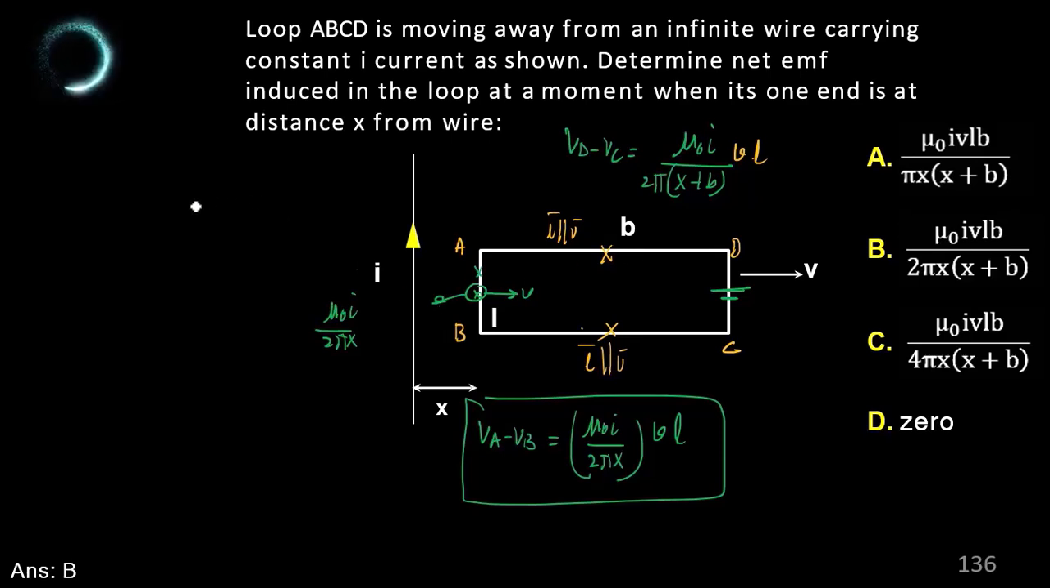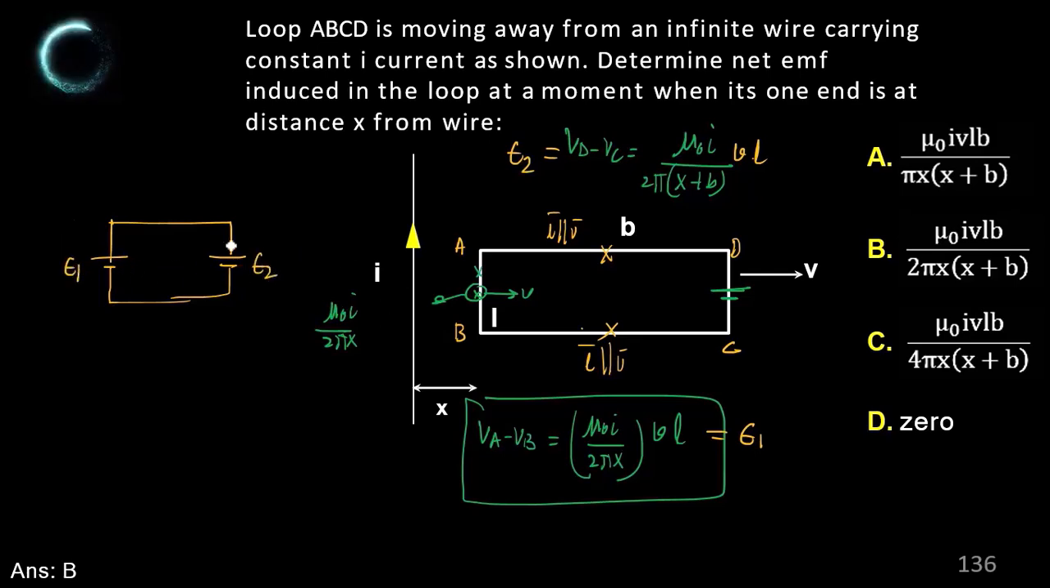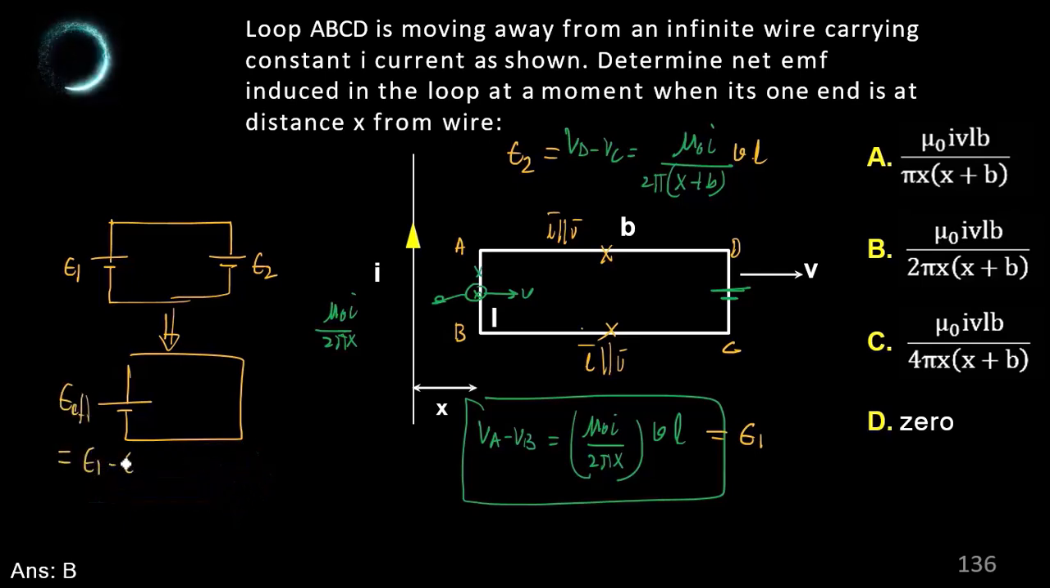Now, for the entire ABCD loop, there is one battery across AB and another battery across DC. Let us say this number is epsilon 1, and this number I am representing by epsilon 2. So this is the epsilon 1 battery, this is the epsilon 2 battery. Clearly epsilon 1 is greater than epsilon 2, so the net effective battery should be epsilon 1 minus epsilon 2. Epsilon effective should be equal to epsilon 1 minus epsilon 2, this number minus that number.